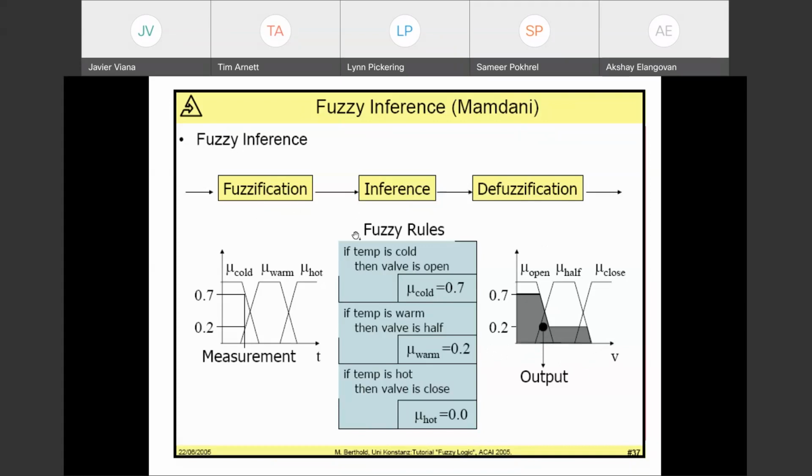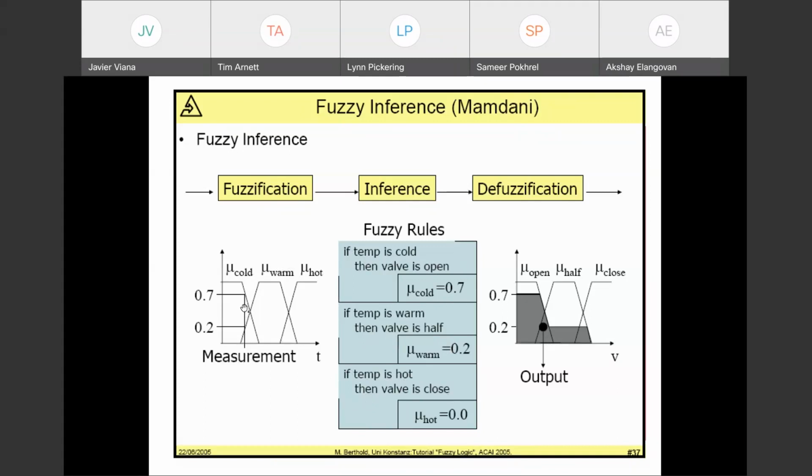So again, this is another example showing the entire process. We get some measurement coming in. In this case, it's for some temperature control system that says, if the temperature is within these, then do something to change the temperature. So, if temperature is cold, then the valve is open. If temperature is warm, the valve is half. If temp is hot, then the valve is closed.